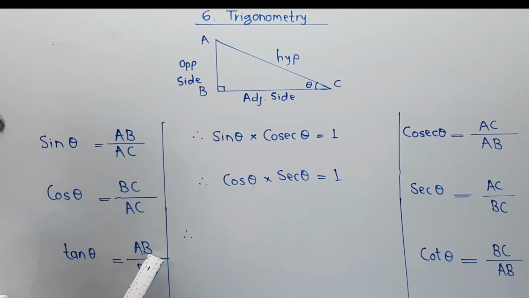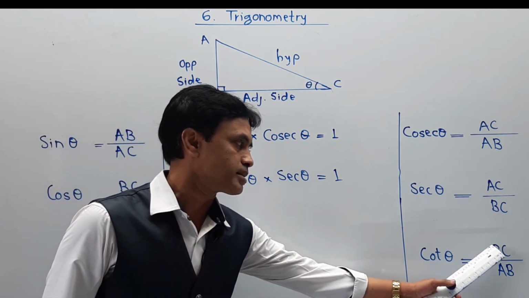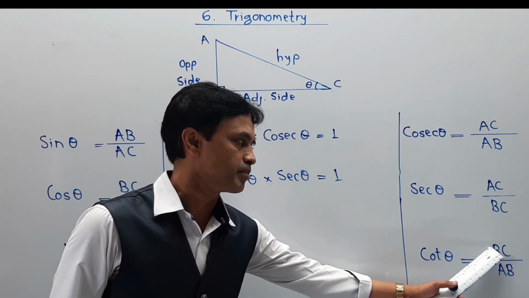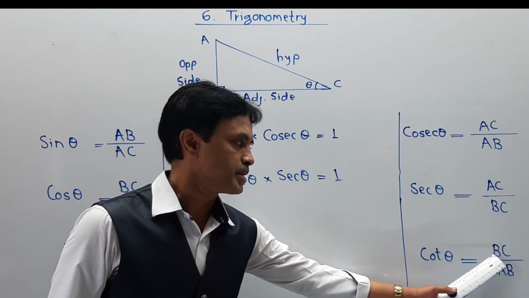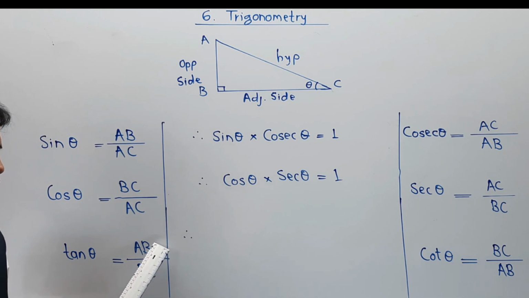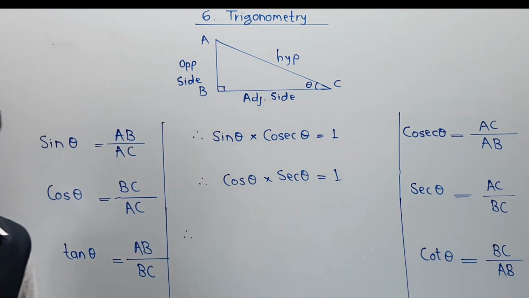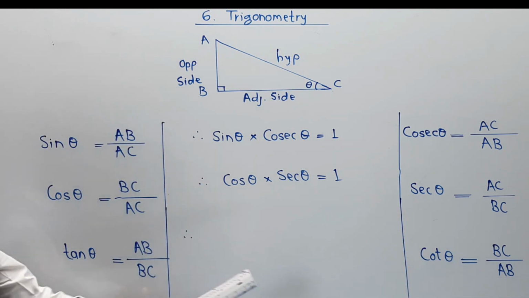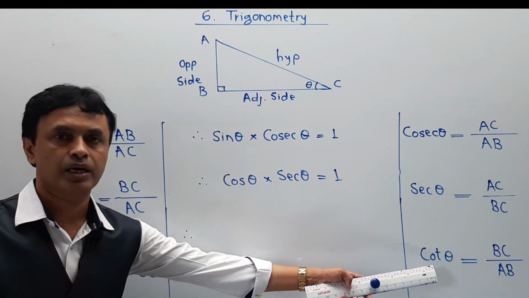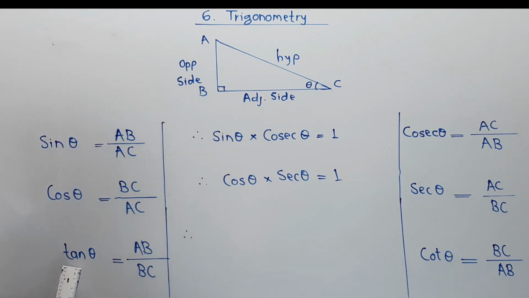Now, tan theta is AB upon BC as per this diagram. Tan theta is AB upon BC. And cot theta is BC upon AB. BC upon AB is exactly the reciprocal of AB upon BC, or you can say AB upon BC is exactly the reciprocal of BC upon AB. Logically we can say that tan theta is a reciprocal of cot theta, or cot theta is a reciprocal of tan theta.